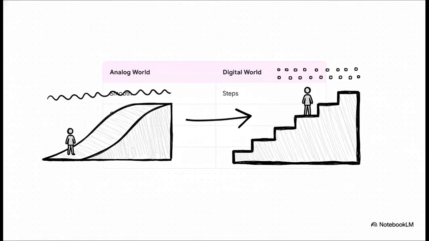This is the perfect analogy for the problem. Think of the analog world as a perfectly smooth ramp. You can stand at any point along its length, right down to an infinite number of tiny fractions. It's totally continuous. The digital world, on the other hand, is a staircase. You can only be on step 1 or step 2 or step 3. There's absolutely nothing in between. It's all made of separate, discrete values. So the challenge is, how do you map that beautifully smooth ramp onto a kind of clunky staircase?